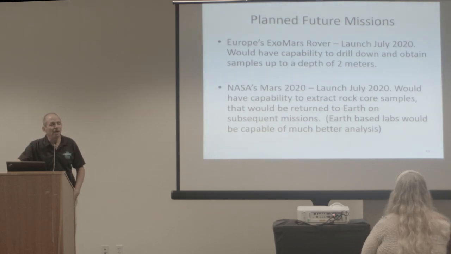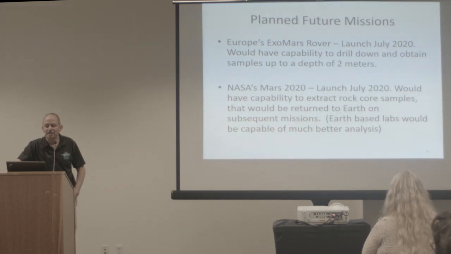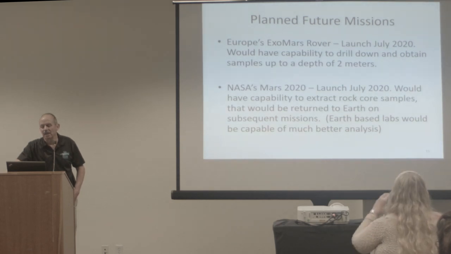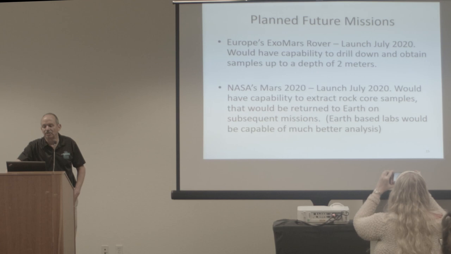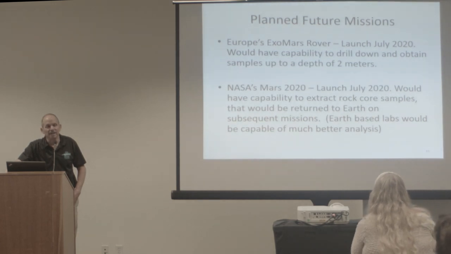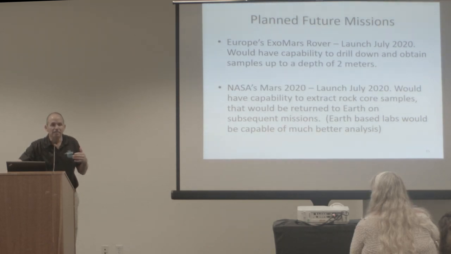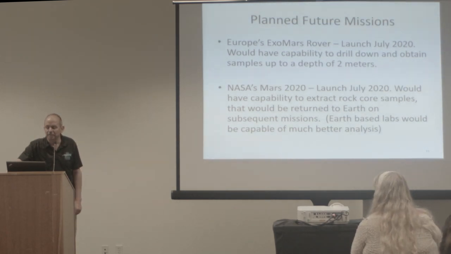Okay, planned future missions to Mars to really get better fidelity on the organic molecules. You have two primary ones. You have the ESA's ExoMars rover. That's scheduled to launch in July of 2020, and it would have the capability to drill down and obtain samples up to 2 meters in depth. So you go a lot deeper, with the idea being that those deeper samples would be better preserved, and the molecules would yield more analysis on whether they're biotically or abiotically produced. Hoping that they're biotically produced.